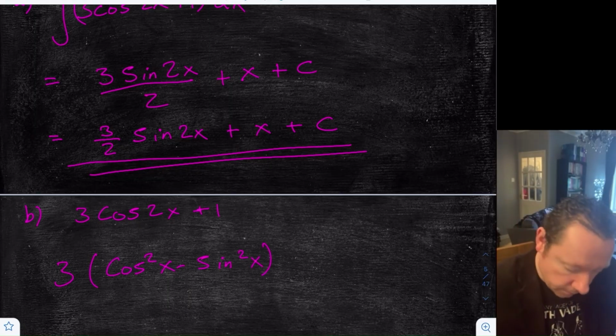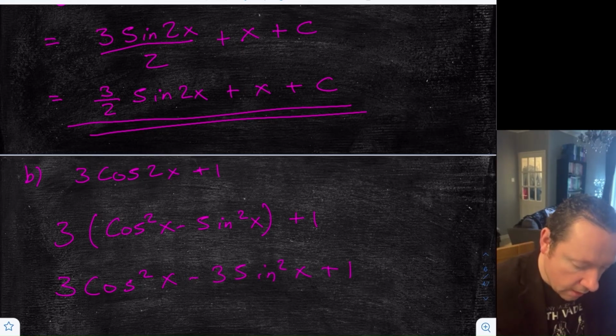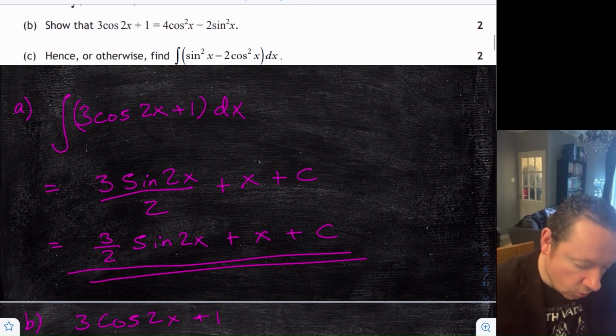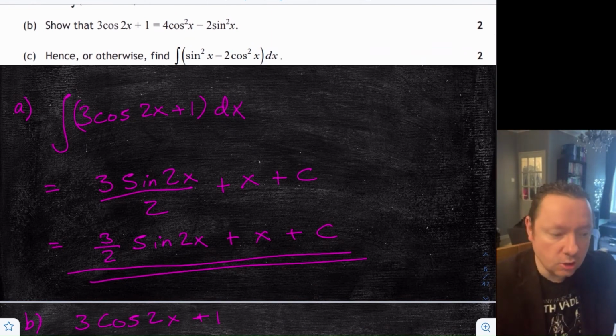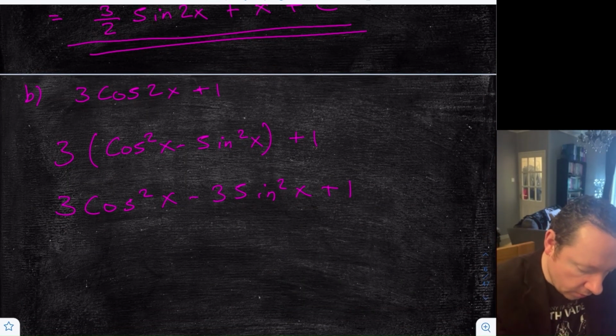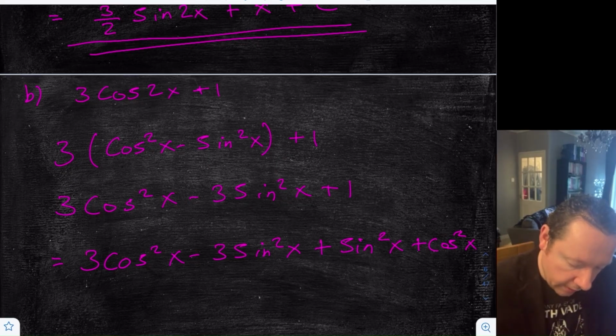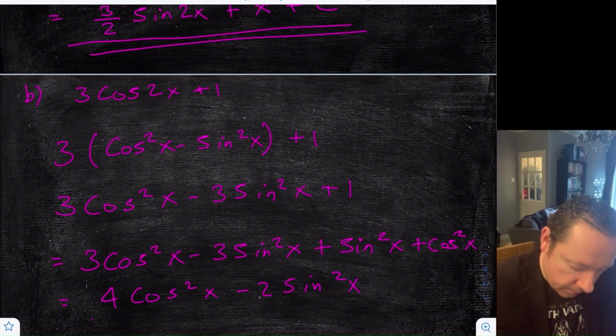And that's still plus 1. So that's 3 cos squared x minus 3 sine squared x plus 1. Let's see what we're trying to make it look like. Well, there's no actual 1 in the question, so we're going to change 1 in a funny way, because 1 is sine squared x plus cos squared x. So taking that 1 out, we get 3 cos squared x minus 3 sine squared x plus sine squared x plus cos squared x. 3 cos squared x plus cos squared x is 4 cos squared x, and minus 3 plus 1 is minus 2 sine squared x. And we should be done there.